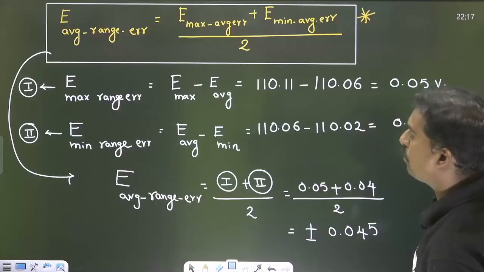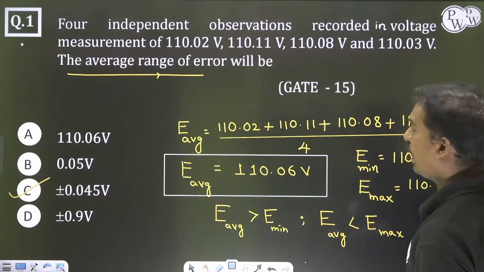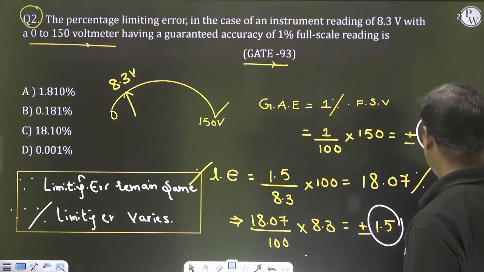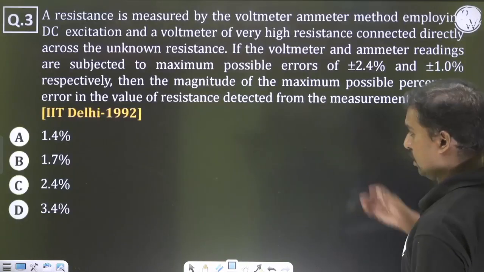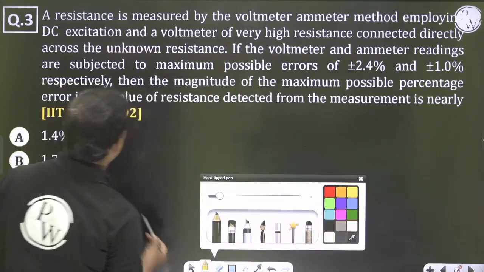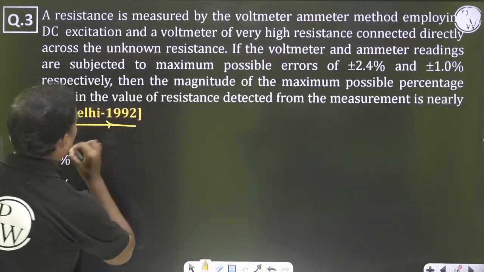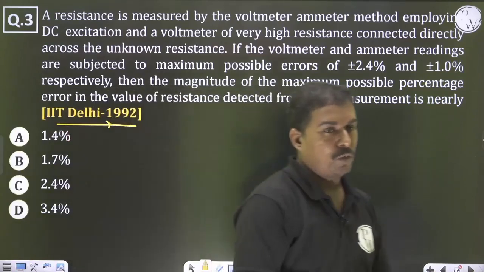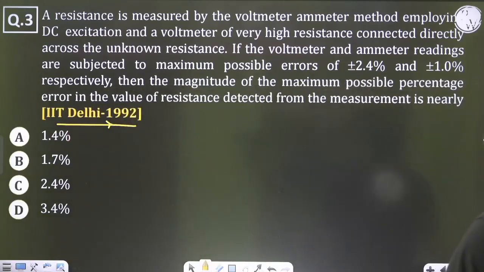Now let us move on, going in sequence. Question number 1 we have solved, on the range of error. Now we are going to solve question number 3 from IIT Delhi 1992 on error analysis. Somewhat looks big, but please go through. I think it is clearly visible to you.